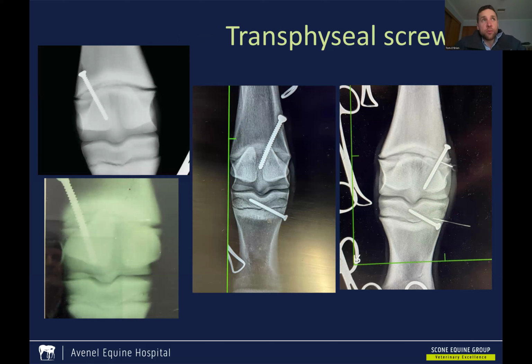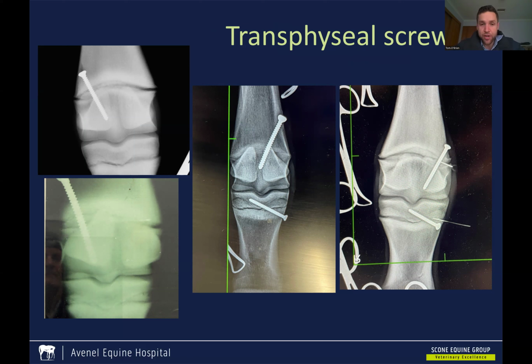One of the most common surgical techniques that we use is called a transphyseal screw. Now, this technique is in contrast to a periosteal strip, because what we're trying to do here is we're trying to slow down growth. We're trying to slow down growth by putting a screw across the growth plate to restrict that side and allow the other side to catch up.